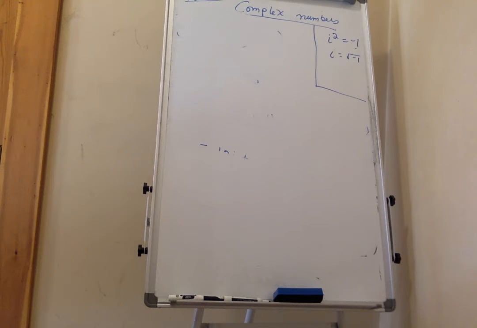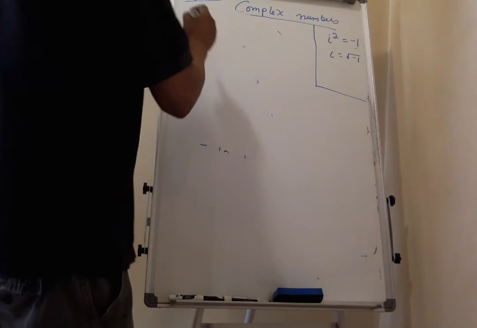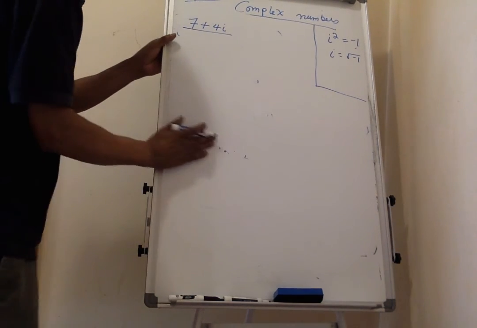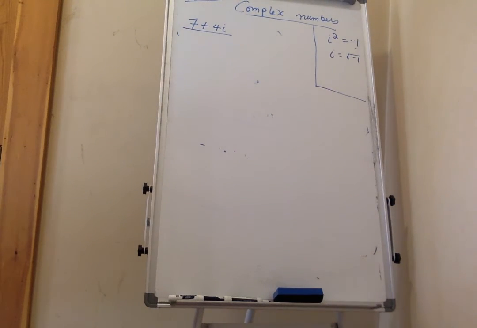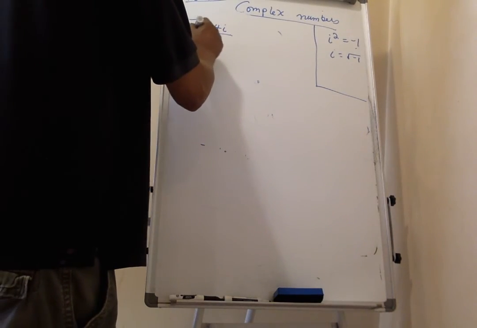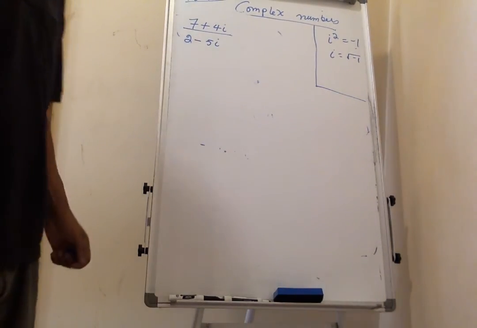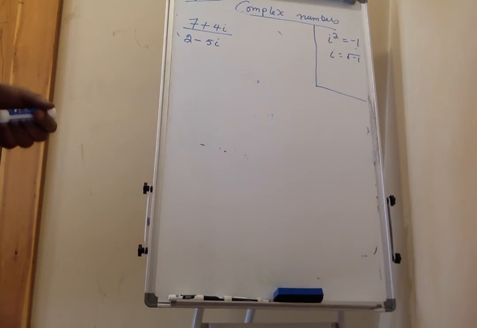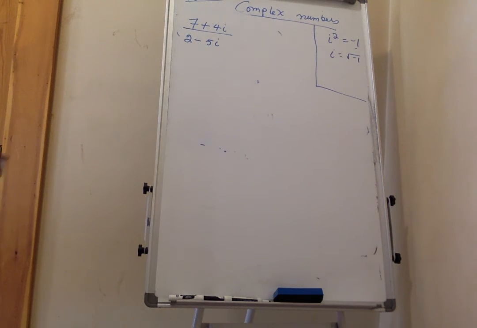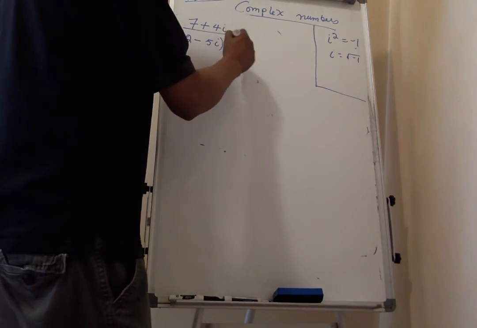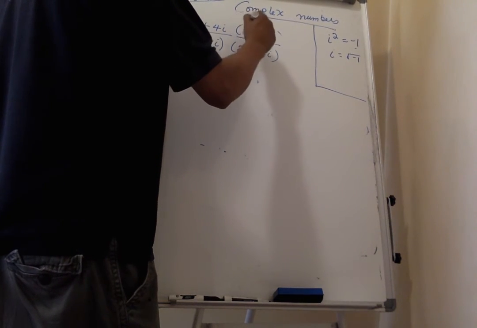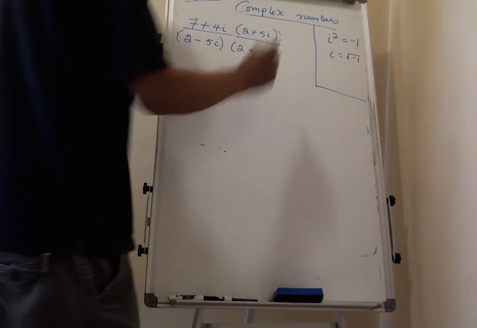So, probably let me do one more. So you have 7 plus 4i, and you have 2 minus 5i. Then zero in on the denominator, 2 minus 5i. What is the conjugate of 2 minus 5i? It is 2 plus 5i. Do the same thing for 2 plus 5i at the top.